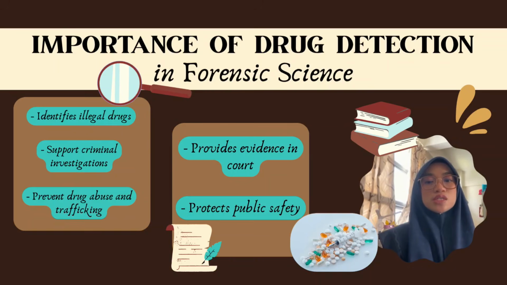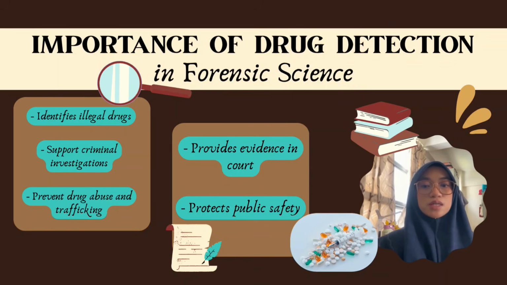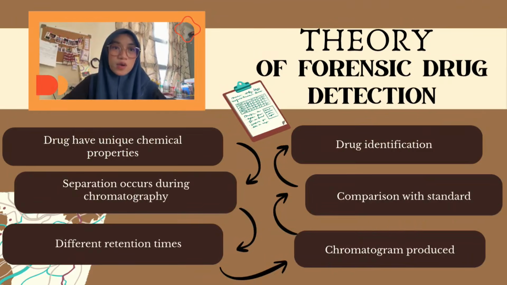Drug detection is important because it helps forensic scientists identify unknown substances accurately. It also helps investigators solve drug-related crimes such as drug trafficking and possession. Besides that, drug testing can be used on biological samples like blood, urine, and hair to determine whether someone has taken illegal drugs. Most importantly, the results can be used as scientific evidence in court, which helps judges make fair decisions. So, drug detection plays a major role in both crime investigation and public safety in legal settings.